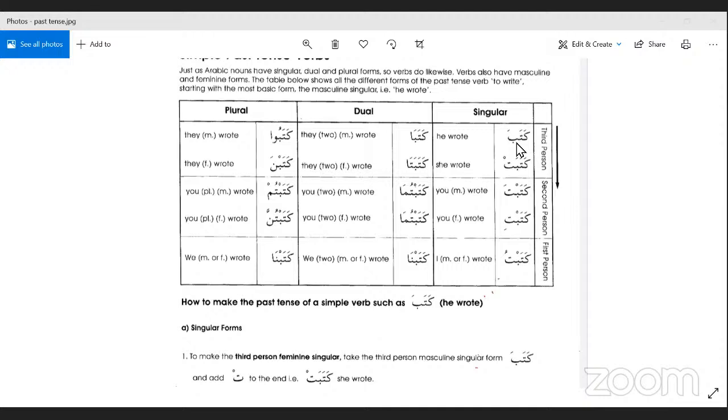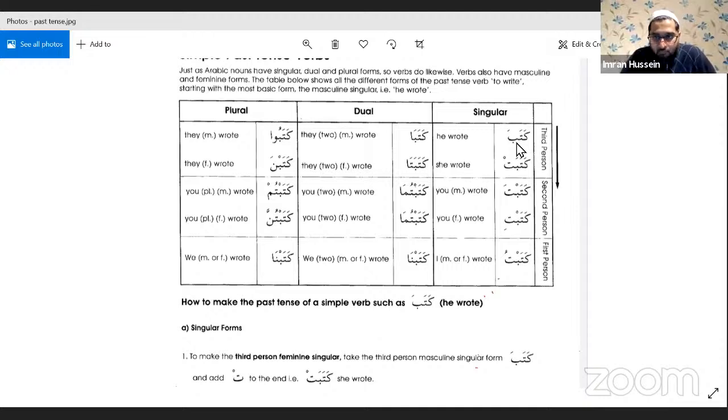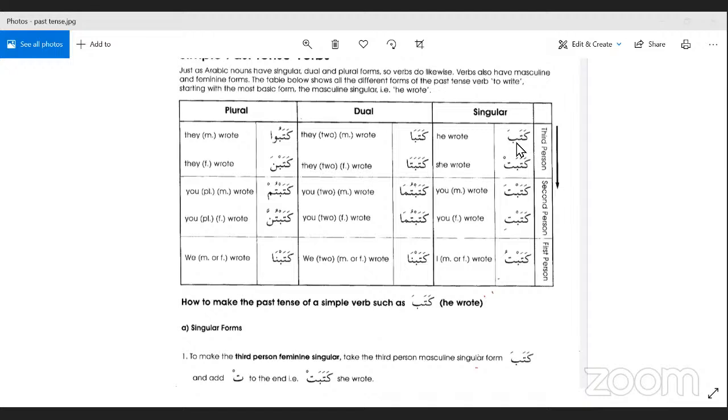Bismillah. Tafadhal, continue. Dakhalta, you male entered. Correct. Dakhaltuma, you two males entered. Dakhaltum, you all male entered. Correct. Dakhalti, you female entered. Dakhaltuma, you two female entered. Dakhaltunna, you all female entered. Dakhaltu, I entered. Dakhalna, we all entered. Excellent.